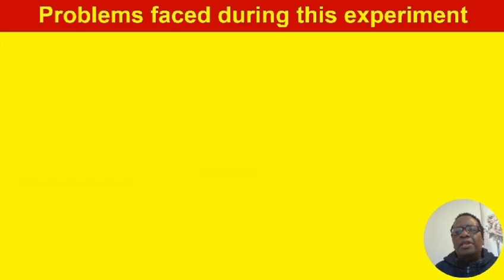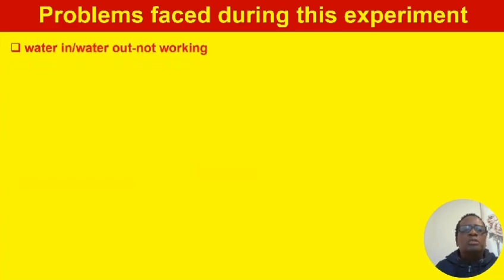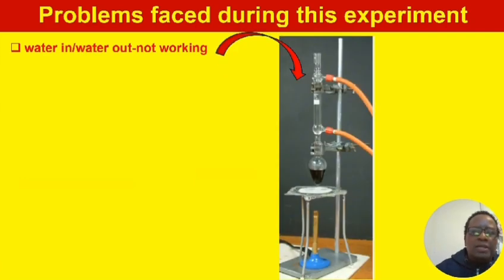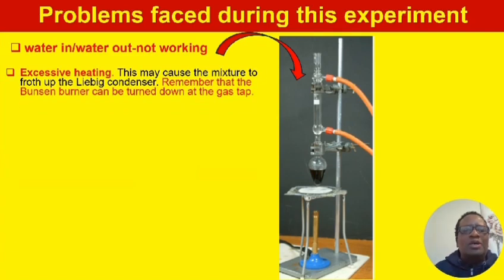Number 1, we did not expect a poor water in, water out in the lab. The water in, water out was not working. We opened water from the tap here, but it was not coming out on the other end. The pressure was very low. But I could say the major problem was excessive heating. We controlled heating by turning down the gas tap, controlling the flow of gas to reduce the heating.